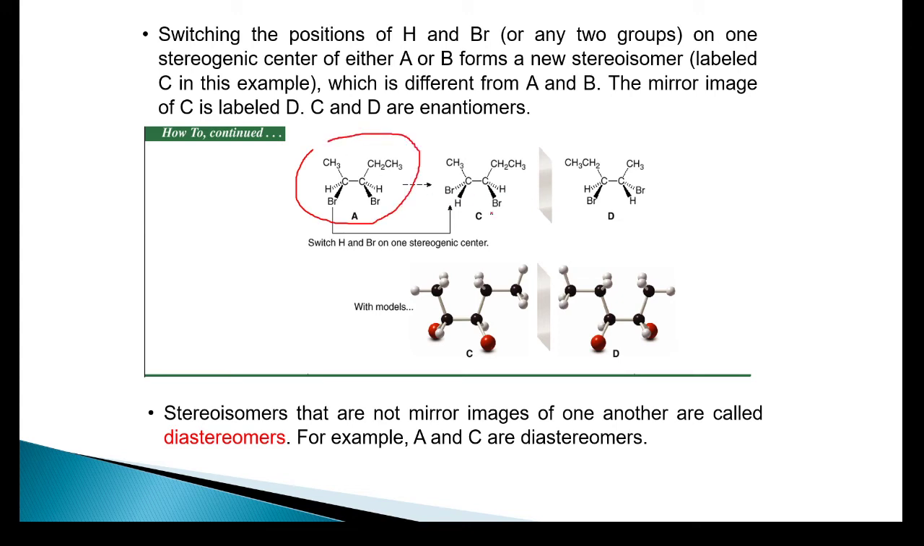Switch one of them. It doesn't matter. You want to switch these 2, or do you want to switch these 2? Doesn't matter. They pick these 2. Take whatever was on the wedge, put it on the dash. Okay? These 2 are related to each other. They're stereoisomers that are not mirror images. Stereoisomers that are not mirror images are known as diastereomers. Okay? So there's our 3rd one.